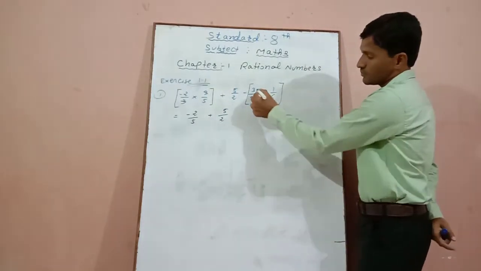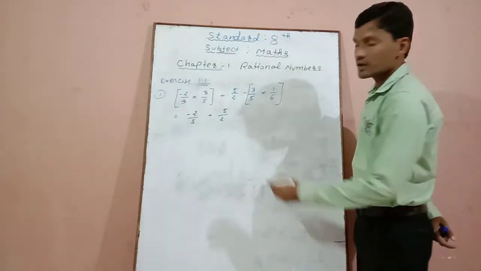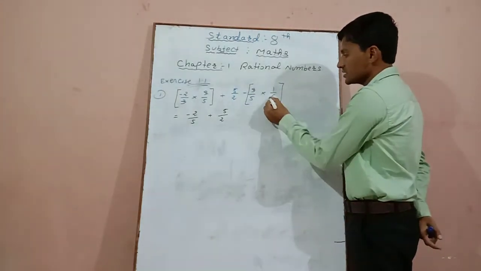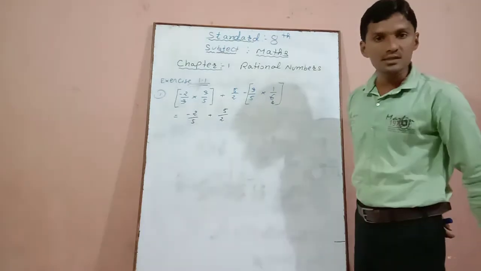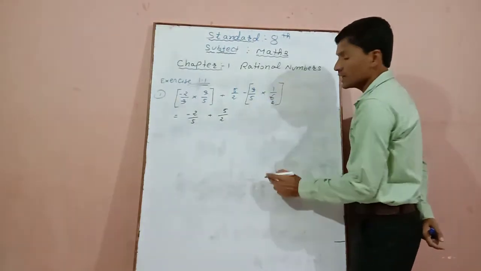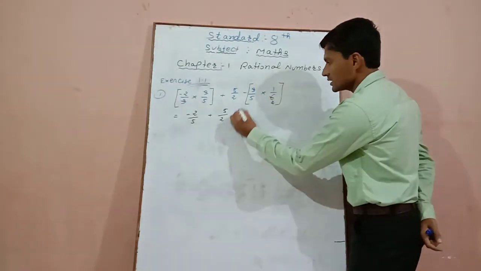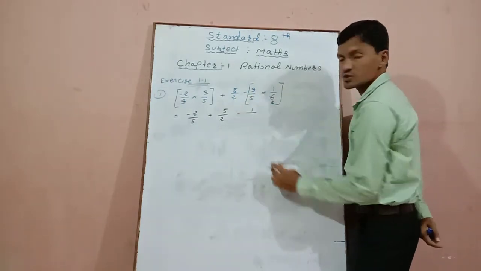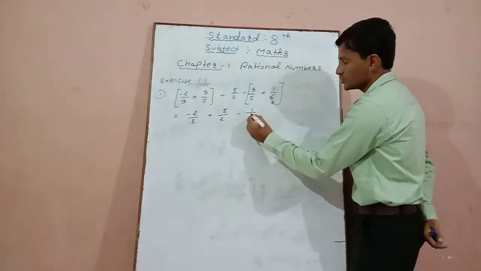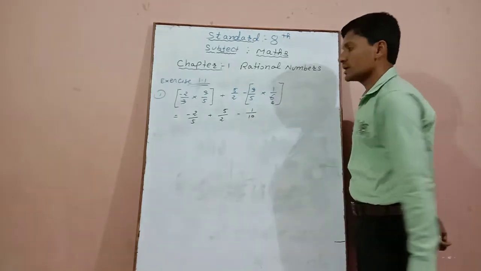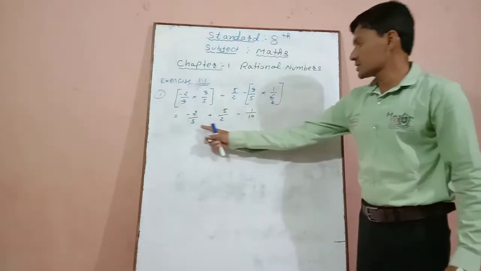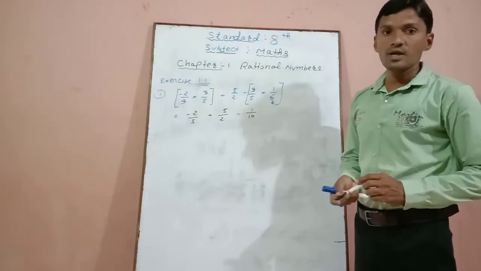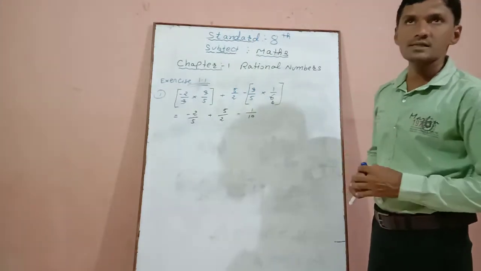Here also there is a possibility of a common factor. Common factor is 3 2s are 6. So the remaining numerator is, here the sign is minus, numerator remaining is 1, and here 5 into 2, that means here the denominator is 10. So this is the simplest form. Now we have to take a common LCM again.